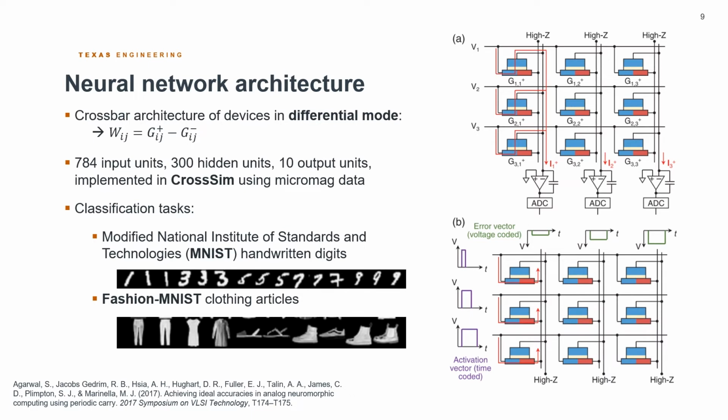Now the actual neural network consists of two layers, so it's 784 input units, 300 hidden units, and 10 output units. And this is implemented in CrossSim using the micromagnetics data we took earlier. We apply this on two tasks. First, the MNIST handwritten digits task, and secondly, the Fashion MNIST clothing articles task.